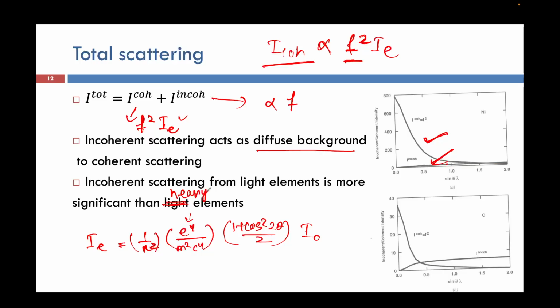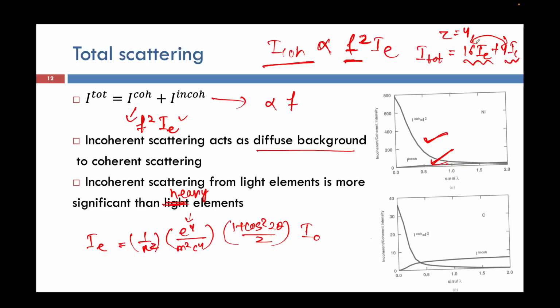From light elements, let's say I am taking hydrogen, helium, lithium, beryllium, I am talking about Z equal to 4. So in this case, if I am trying to calculate I total, then f square IE means 16 IE coherent scattering plus 4 IE. Here this will give you the coherent scattering, this will give you the incoherent scattering. That means 4 is significant as compared to the 16, it has some value.